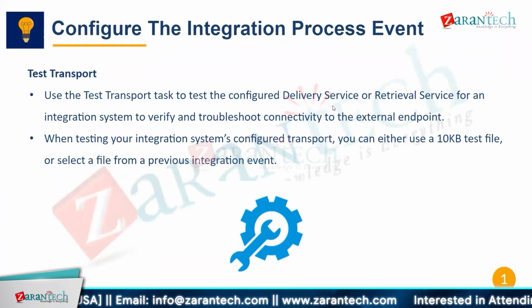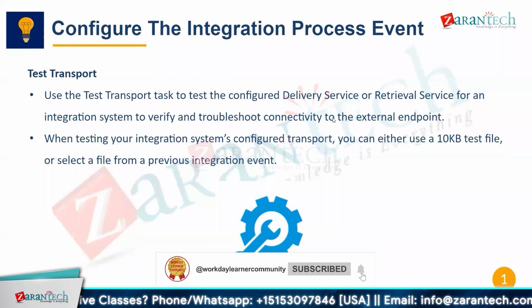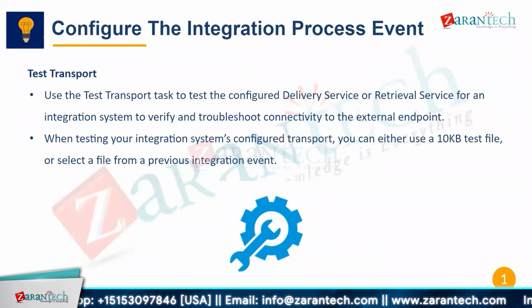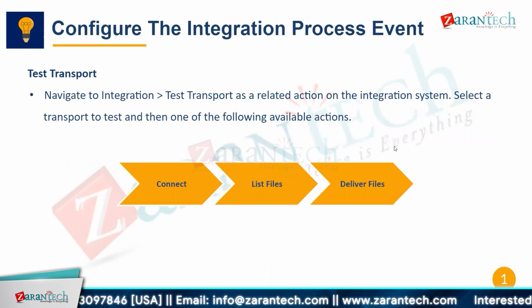So if it's delivered successfully, then you are satisfied that, okay, my integration transport is working correctly. So use the test transport task to test the configured delivery service or retrieval system for an integration system, to verify and troubleshoot connectivity to the external endpoint. When testing your integration system's configured transport, you can either use a 10 KB test file or select a file from your previous integration event. So you have a couple of options as we discussed.